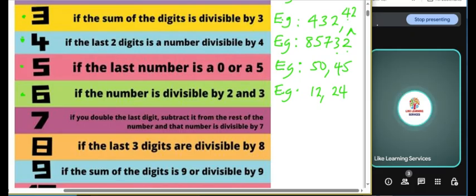Some of them are not that common. For 7, if you double the last digit, subtract it from the rest of the number, and that result is divisible by 7, then the number is divisible by 7. Don't bother about this one, it's not really a common thing. Look at 8.